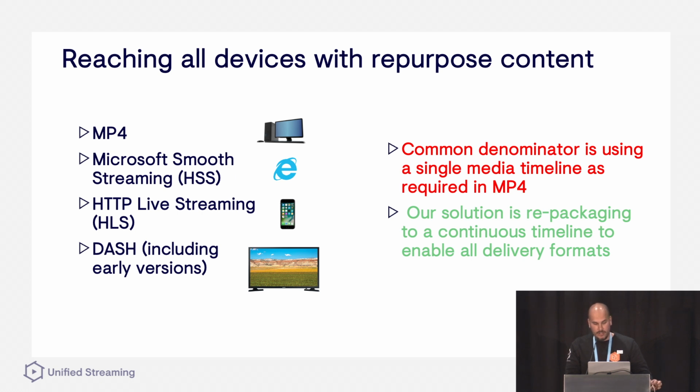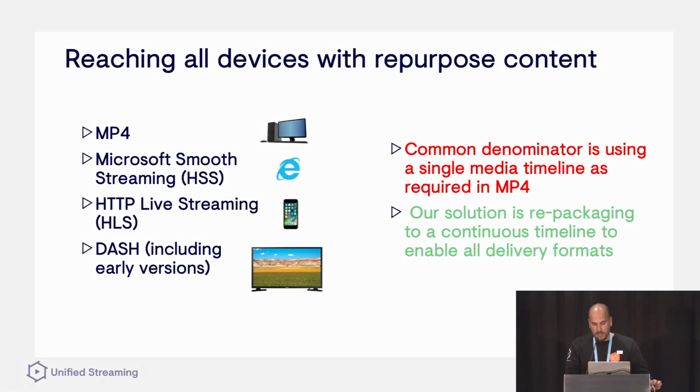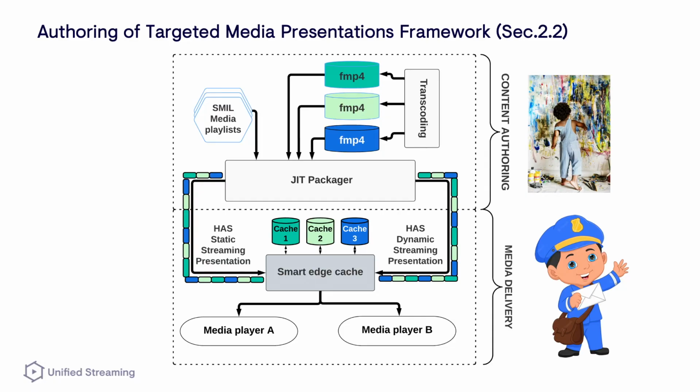So I'm going to detail all of this solution. Here is an overview. There are two parts that we describe in the paper. We have the content authoring part, which is an offline transcoding. We transcode to fragmented MP4 or CMAF, basically single tracks per file. In the next slide, I will provide some more details on the transcoding part.